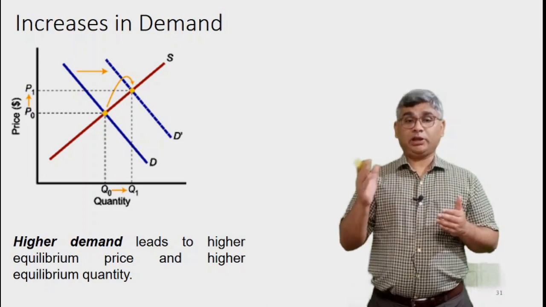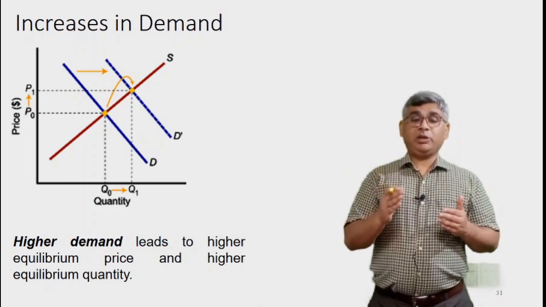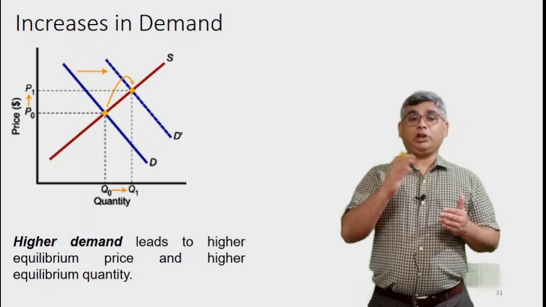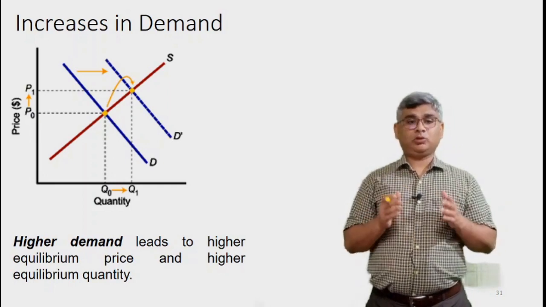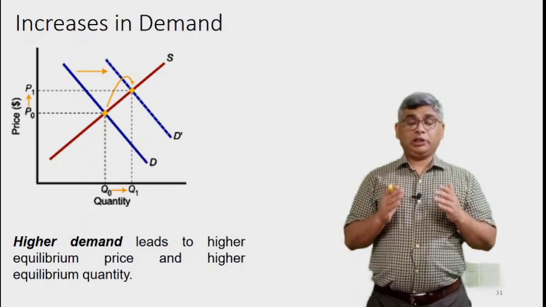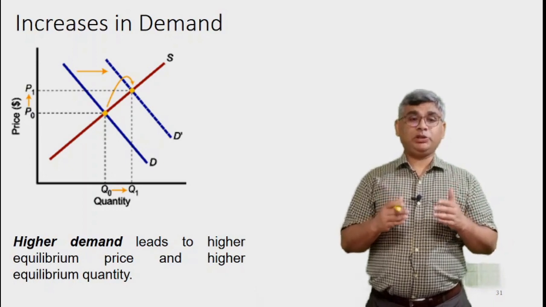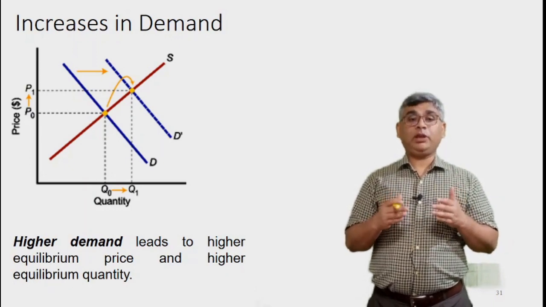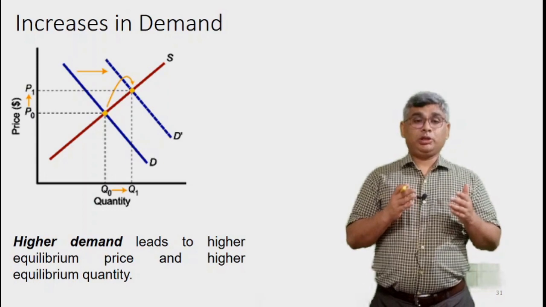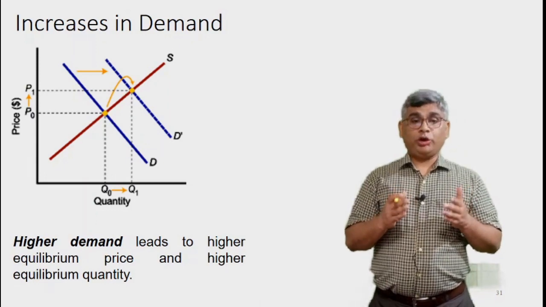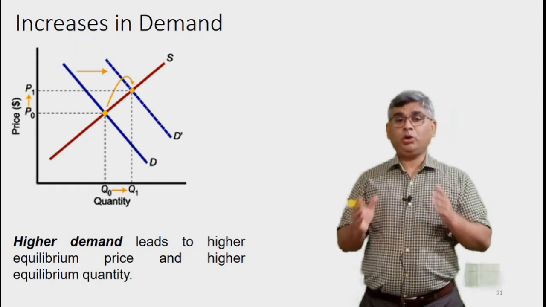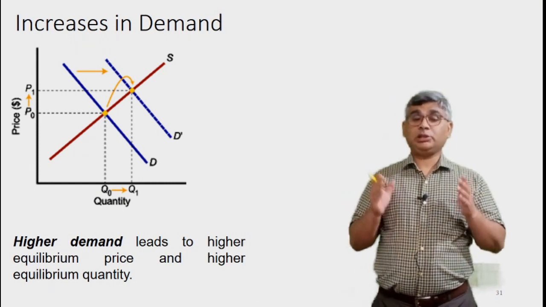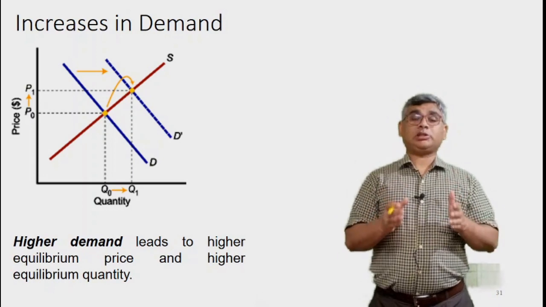If we have an increase in demand and the supply curve remains the same, we get a new intersection point. The price increases from P0 to P1, and we have a new equilibrium point where the equilibrium quantity increases from Q0 to Q1. So this is the impact of an increase in demand while keeping the supply curve fixed.